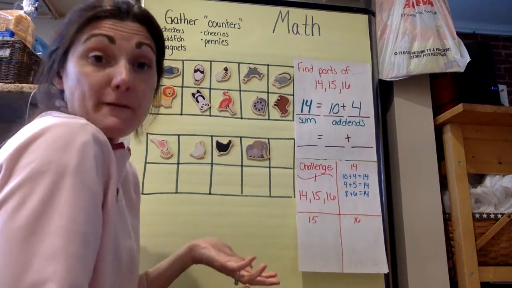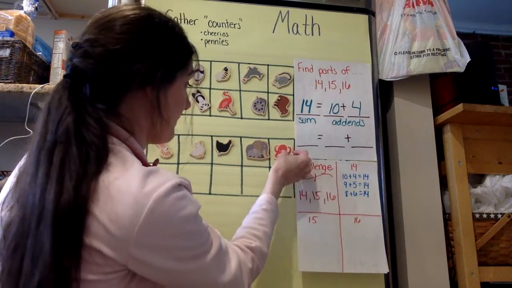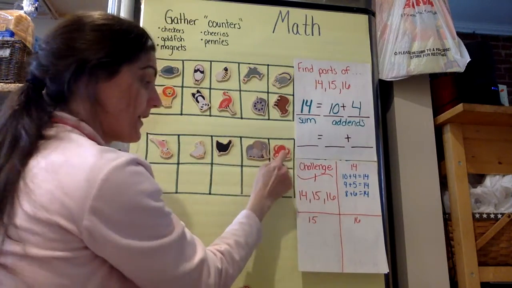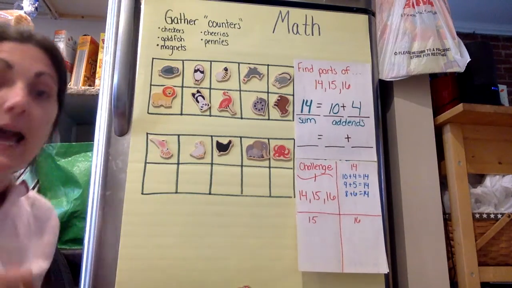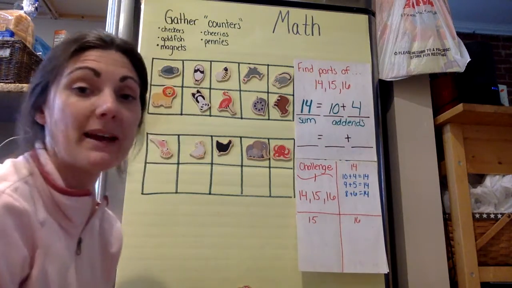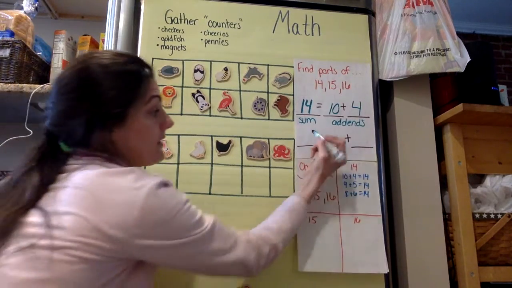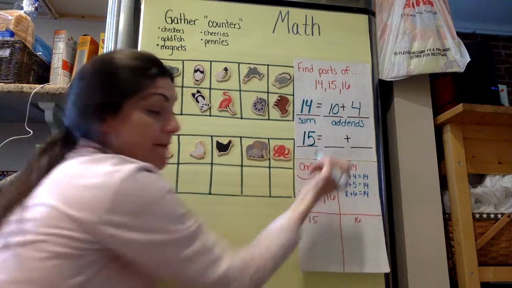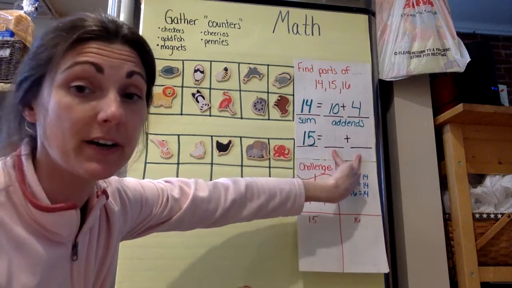Now, so we made 14. Now I want to make 15. So I'm going to add one more magnet, right? I had 14, one more is 15. So what is my sum? So what is my total, my sum? How many magnets do I have here in all? I have 15.